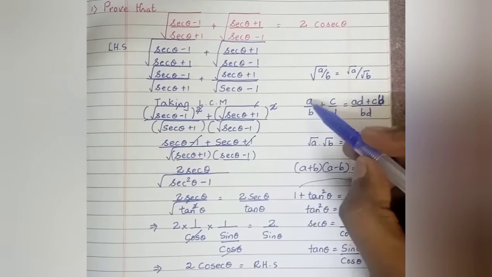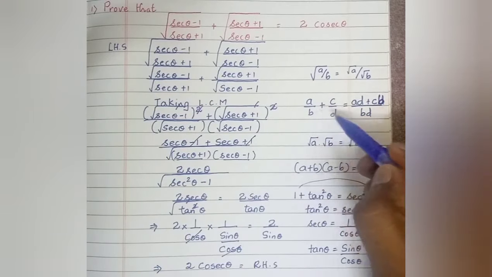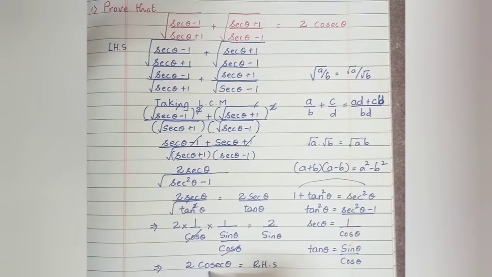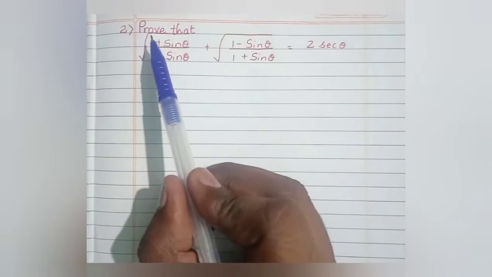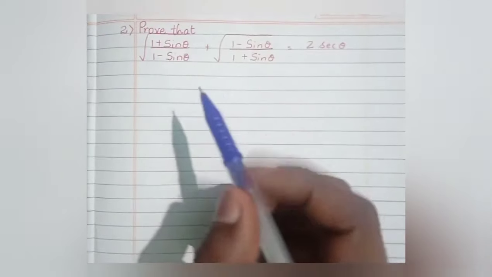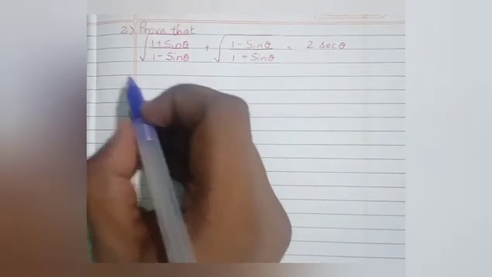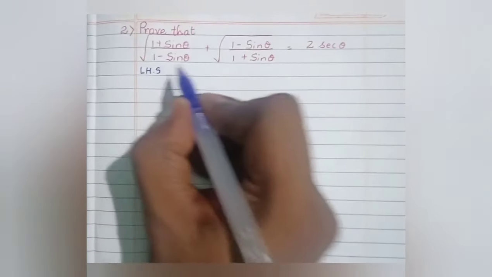That is A into D plus C into B divided by B into D. We'll solve one more similar problem. Prove that root of 1 plus sin theta divided by 1 minus sin theta plus root of 1 minus sin theta divided by 1 plus sin theta, which is equal to 2 secant theta.